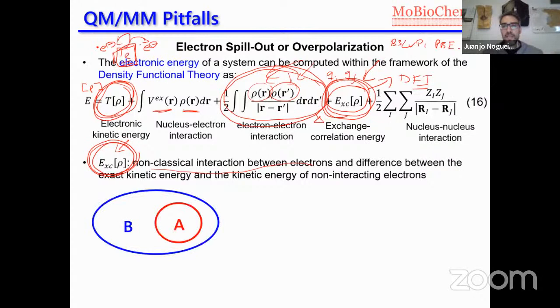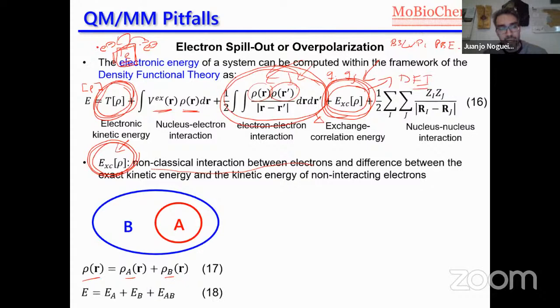I show this DFT equation because it's very nice to compare the DFT equation with the QM/MM one, because there is a close correlation indeed, as you will see now in a minute. Okay, so for the moment, let's assume we have a system and we split the system in two regions, A and B, okay? The density of our system is just the density of each of the individual systems, okay? And the energy of our system, we are still talking about DFT, is the energy of the system A, the energy of the system B, and the interaction between both regions, right? This is the supermolecular approach, right?